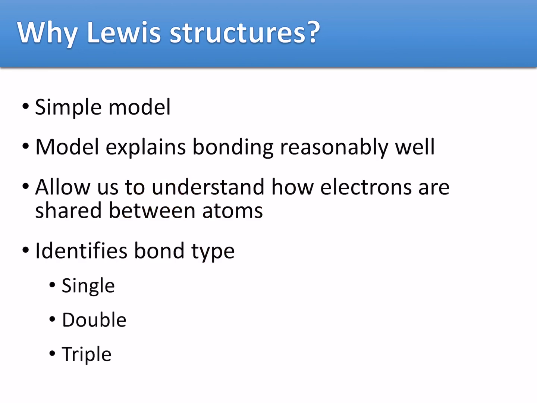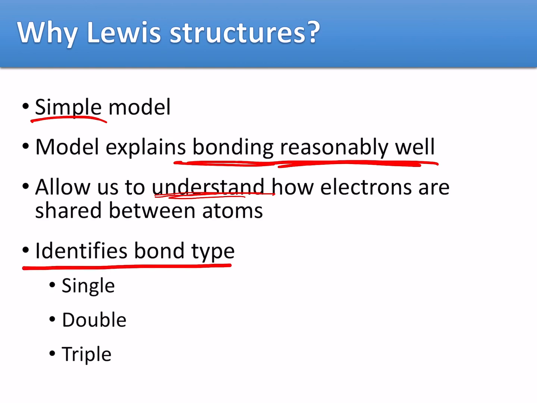So why do we use Lewis structures then? Well, it's simple. It's just drawing atoms with valence electrons and lines connecting the atoms. It allows us to explain how the bonding happens, and it does a good job doing that. And more than that, it helps us understand how the electrons are being shared between the atoms. Okay, you can extend that even to the ionic bond, but there is not exactly a Lewis structure for ionic bonds like there is for covalent bonds.